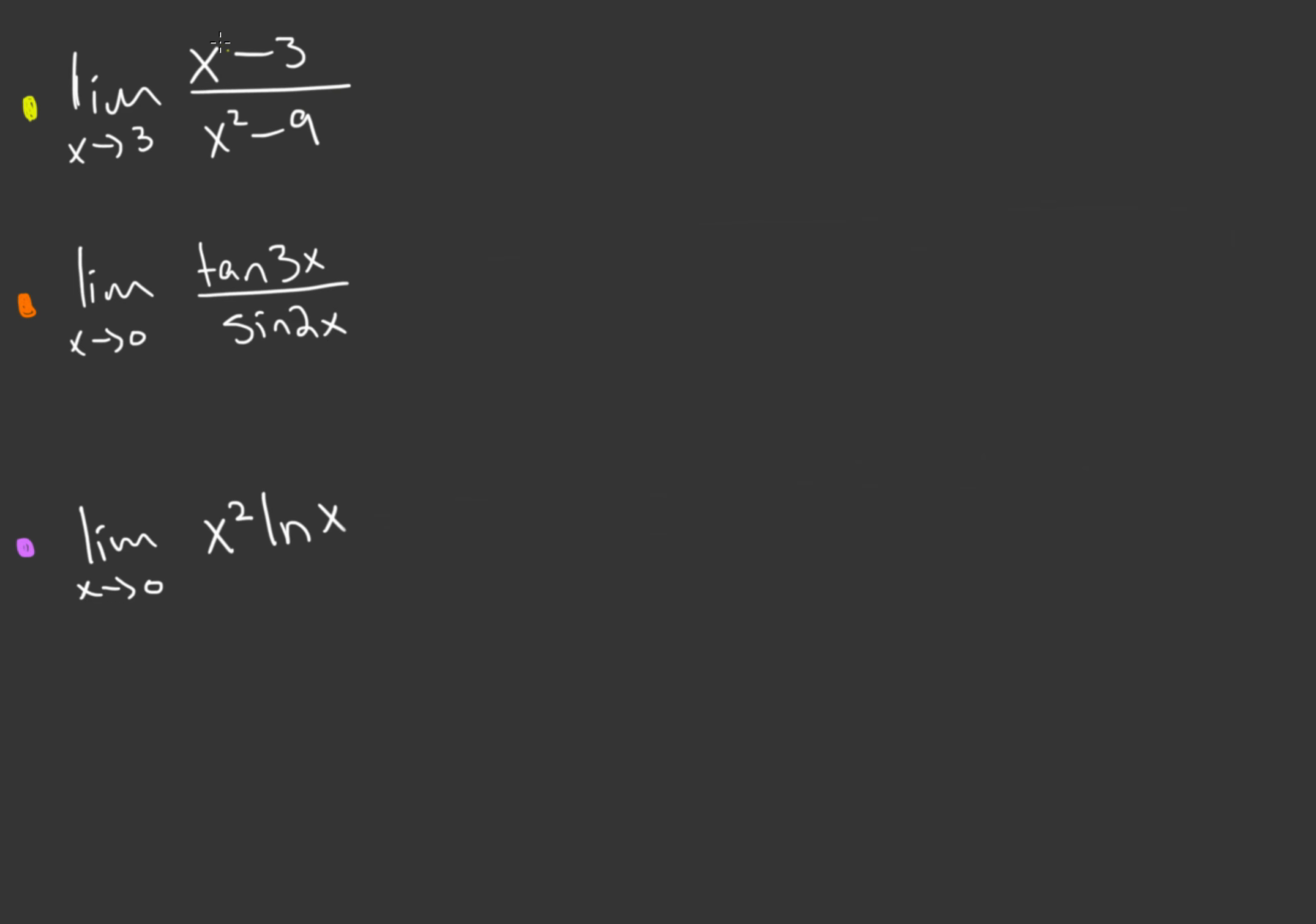If we do take the limit, you have 3 minus 3, which is 0. You've got x squared minus 9, so that's 3 squared minus 9, which is 9 minus 9, also 0. So we have to basically fix this in order to take the limit. If we rewrite this equation, look at the bottom: x squared minus 9, that's a difference of 2 squares. This is basically x plus 3 times x minus 3.